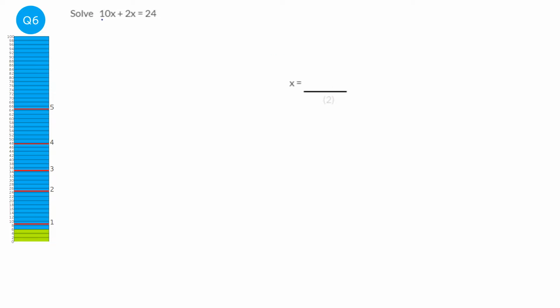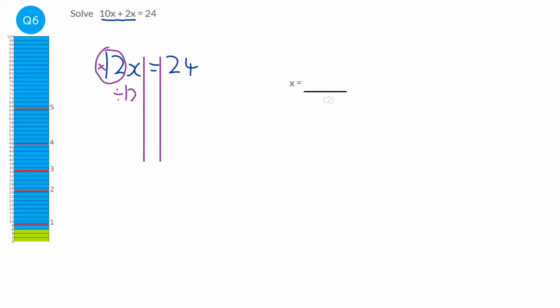So we've got 10x plus 2x. Now 10x plus 2x are like terms, so we can just add them together to make 12x. And we've got that equal to 24. Let's put in our solve lines. Now that 12 before the x is a times 12. So to get rid of it, we do the opposite, which is divide both sides by 12. And so we've got x on the left hand side and 24 divided by 12, which is 2. So our answer is x equals 2.